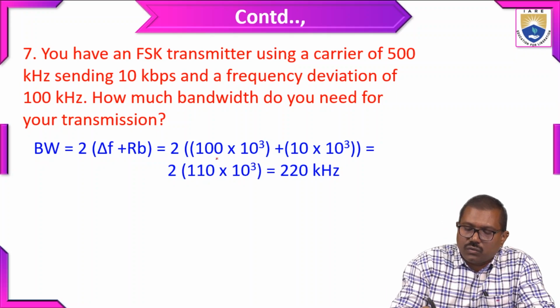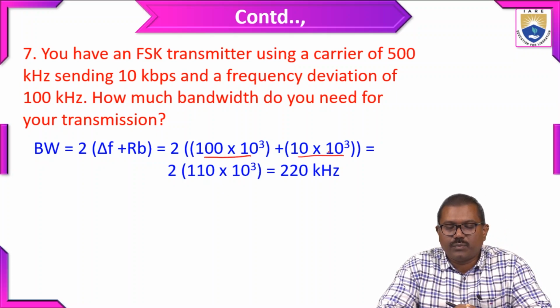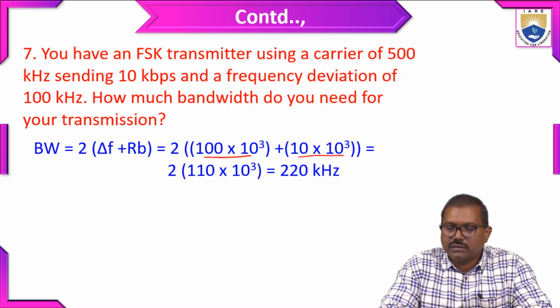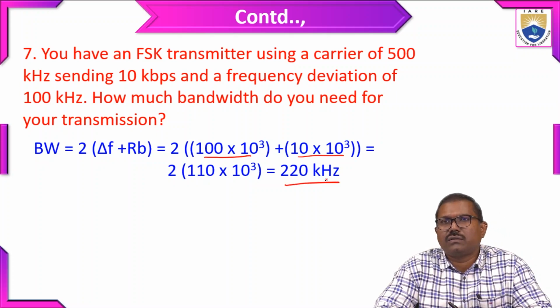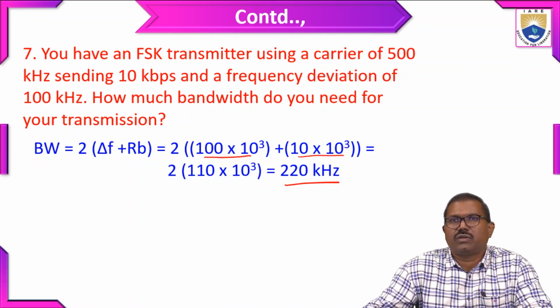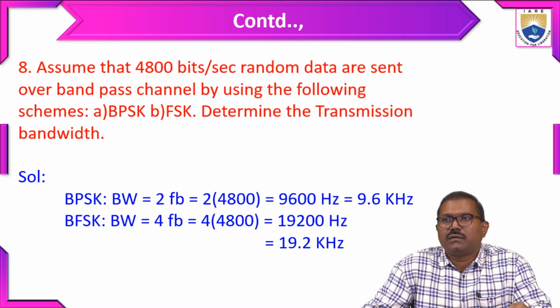So 100 kilo. This is 100 kilo plus RB. So RB is 10 kbps. Okay. So the bandwidth is 220 kilohertz. Okay. So it's a single bit problem.